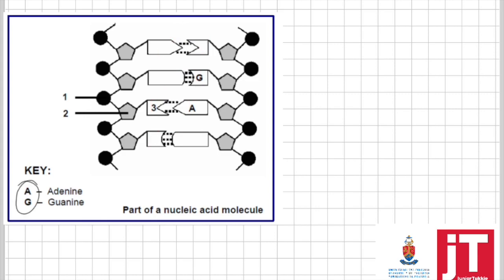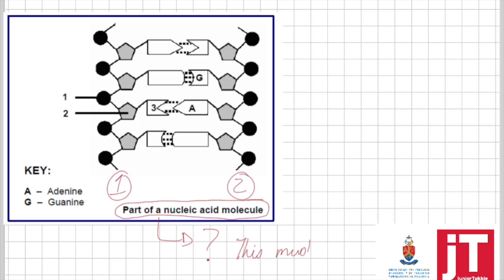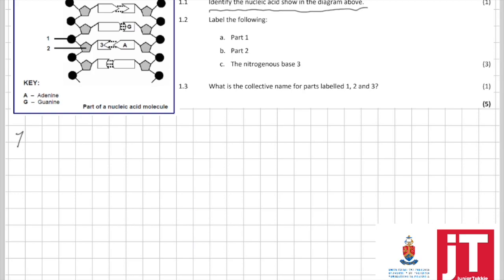We can see that we're given a key, so A being adenine, G being guanine, and it says to us here that these form part of a nucleic acid molecule. Now, I've already mentioned, and I'm hoping you've identified it too, that this is a DNA nucleic acid, because there are 2 strands. It is a double-stranded nucleic acid. Okay, so let's look into the questions. Identifying the nucleic acid that is shown in the diagram: because it's double-stranded, we can already say that it is DNA.